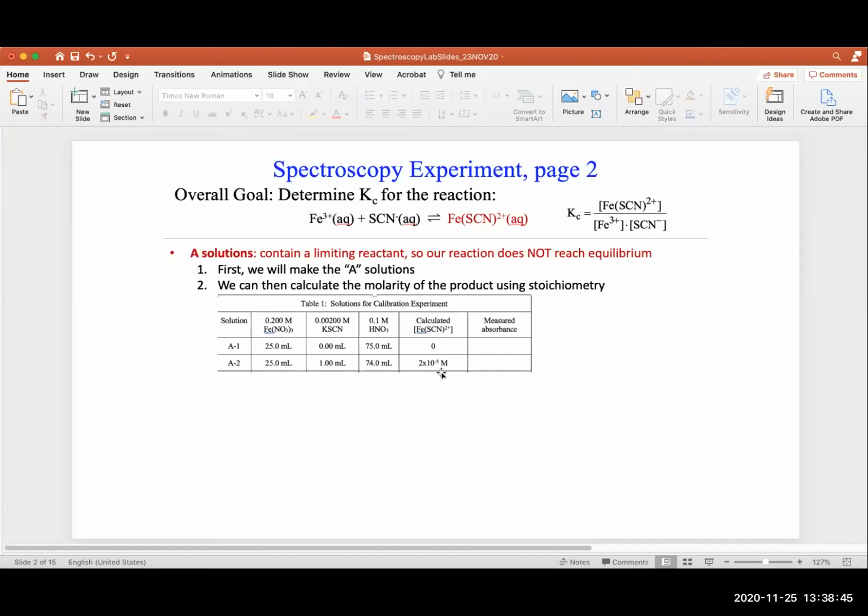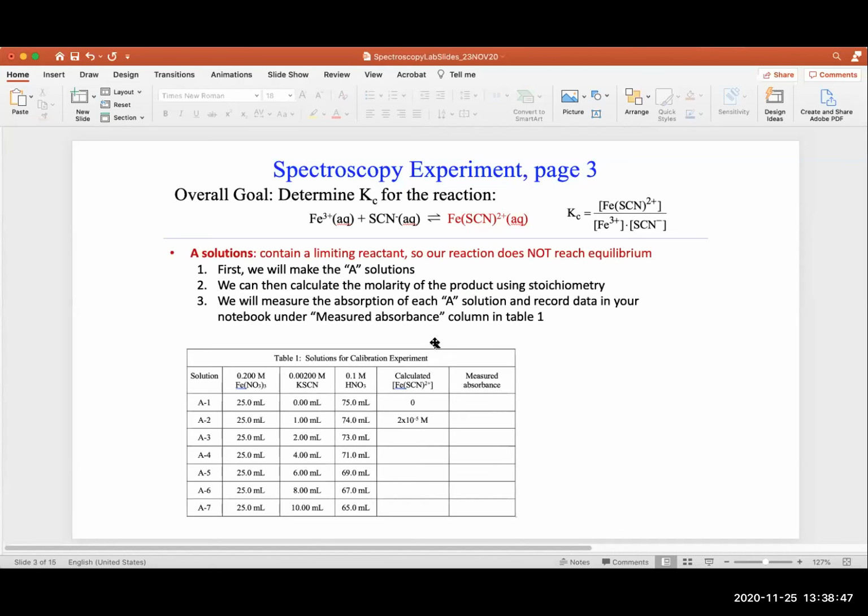Then on page 3, you're going to record the absorbance. I already said this, but the page 3 directions will guide you. The absorbance from your student data set, you're going to record in this column.